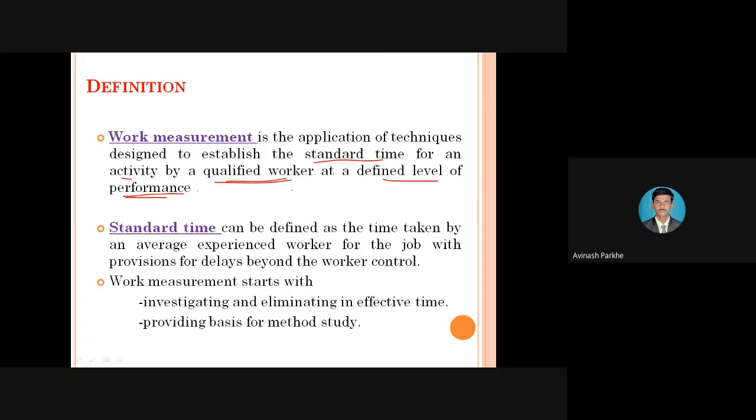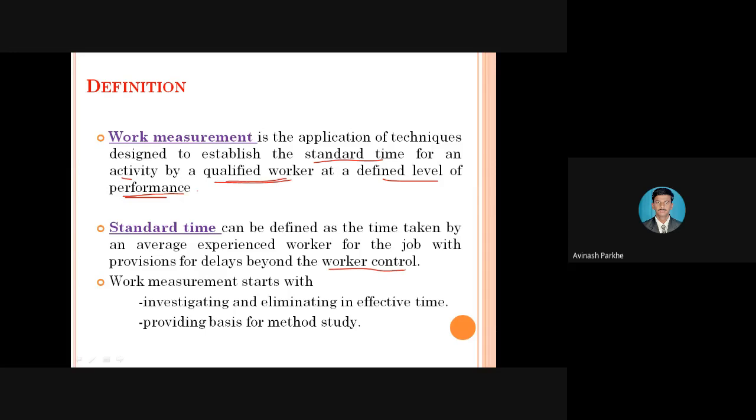And the second definition: standard time can be defined as the time taken by an average experienced worker for a job, with provision for delays beyond the worker's control. So standard time is the time calculated for an experienced worker performing any type of job, and while performing that task, there is a provision for delays. Provision for delays means we have to provide different types of allowances. So if the task is assigned to any worker, while performing that task, we have to provide some allowances also.